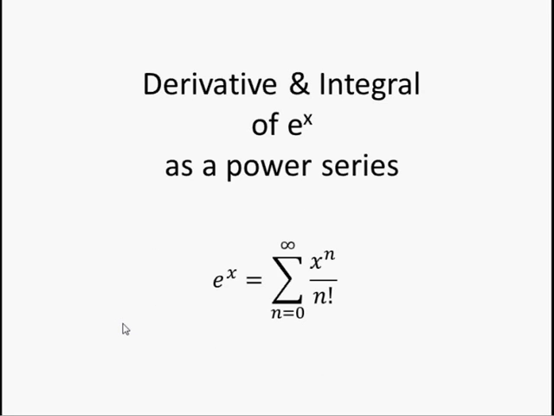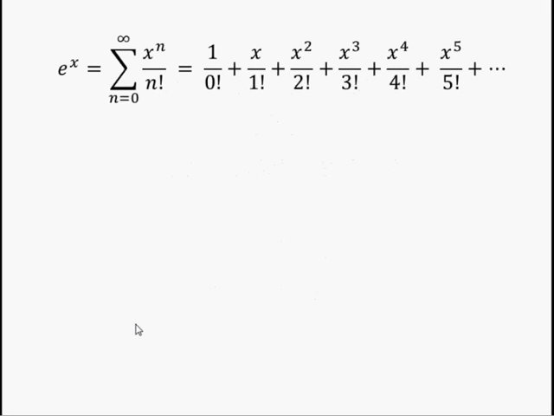Okay. So there we have our power series, e to the x. I'm not telling you where that comes from. That's something you can look up yourself. We're just going to use it. So e to the x as a power series is the sum of x to the n divided by n factorial. When we expand that out, we get this. Starting with x to the 0 is 1 over 0 factorial. 0 factorial is 1, of course.